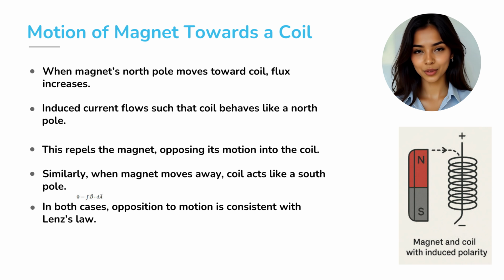Now imagine you pull the magnet away. In this case, the magnetic flux decreases. The coil responds by producing a south pole at the same face. This south pole attracts the magnet, trying to keep it close. So whether the magnet moves inward or outward, the coil always resists the change. This is the perfect demonstration of Lenz's law.